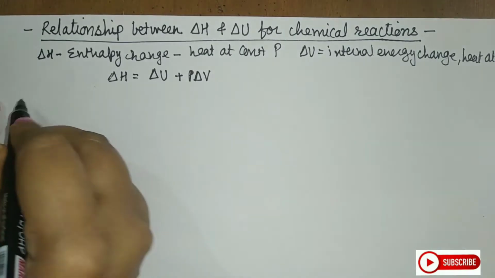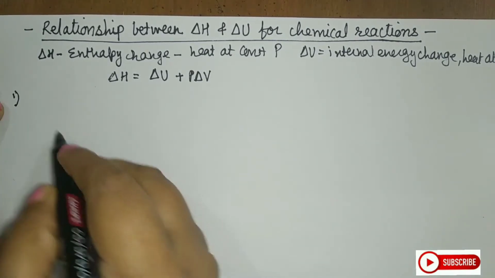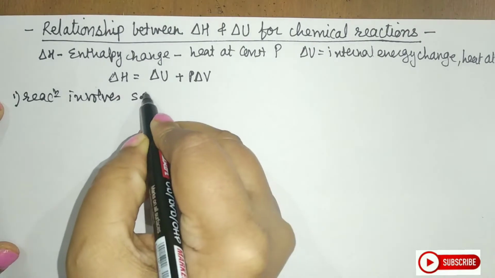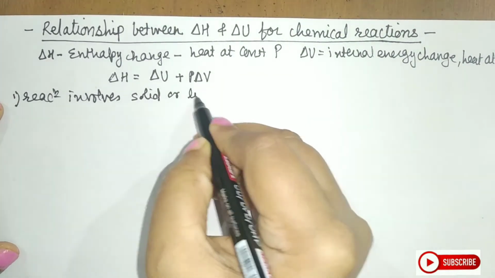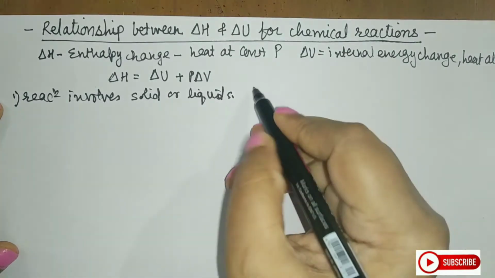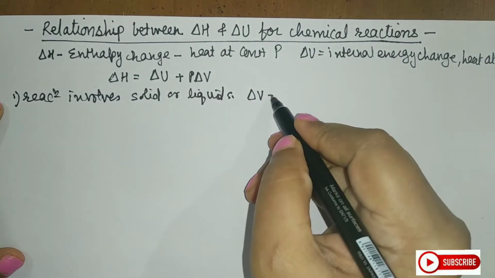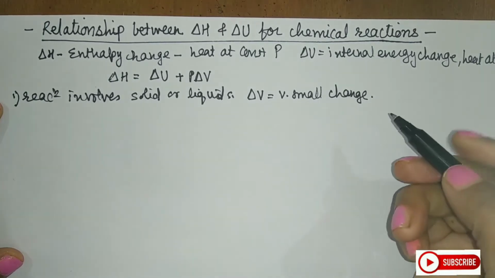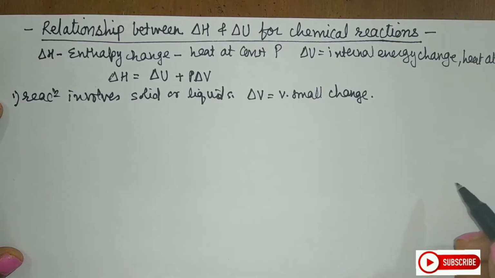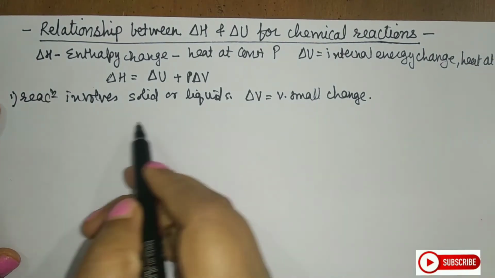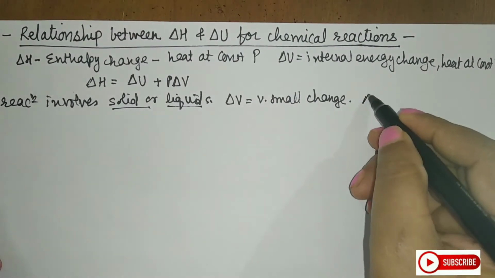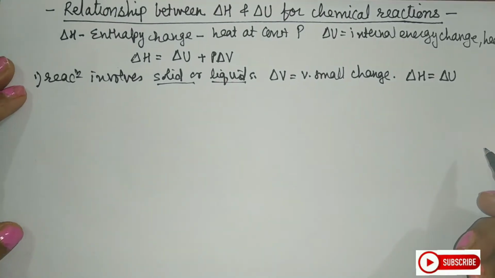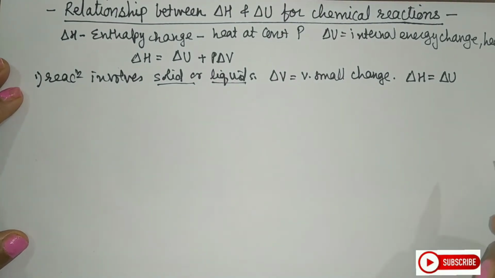Students, you know that if the physical states or the reaction involves solids or liquids, then usually delta V has a very small change which can be neglected. Means what, students? Solids or liquids do not show volume change with change in pressure. And for solids and liquids, we say that delta H is equal to delta U. But for the gaseous reactions, this delta V change cannot be neglected.